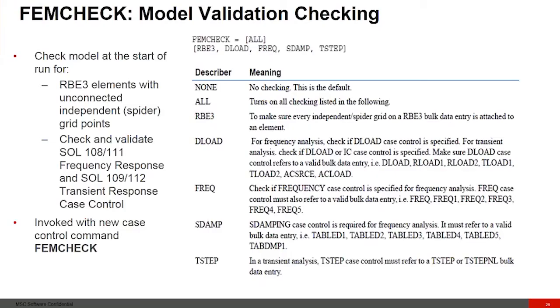Next, we'll talk about a new FEM model checking feature. We've added a FEMCHECK command in MSC Nastran 2018.0. This allows you to apply many options to FEMCHECK, for example, RB3, DLOAD, FREQUENCY, SDAMP, or TSTEP, or you can do ALL. This FEMCHECK command checks models at the start of the run. For example, if you pick RB3 only, then it will check for RB3 unconnected grid planes. For other options, it can check and validate solution 108 or 111 frequency response and solution 109 or 112 transient response case control. All the capabilities are listed on the slide and can also be found in the Quick Reference Guide.